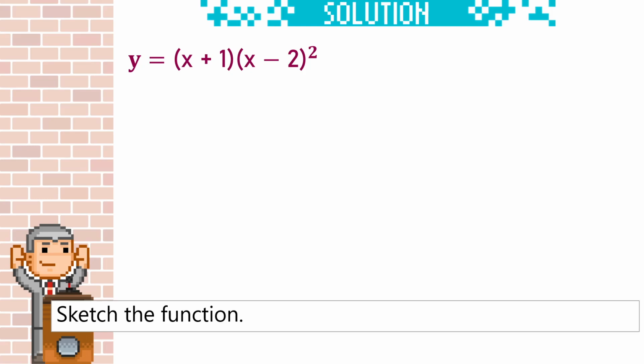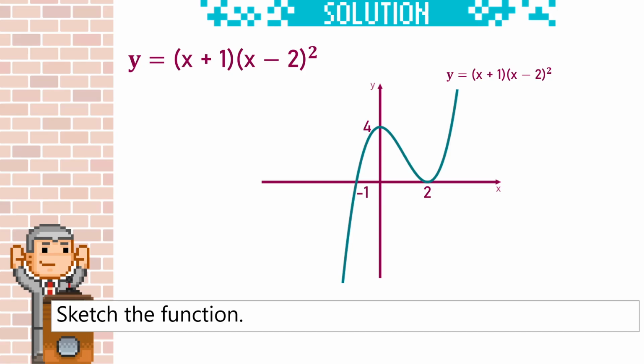Finally, we need to ask ourselves where the y-intercept is. x is 0 at the y-intercept, so substitute 0 into that bracket. 0 plus 1 times 0 minus 2 squared will be 4. So our graph, or our sketch of the function, will look like this.